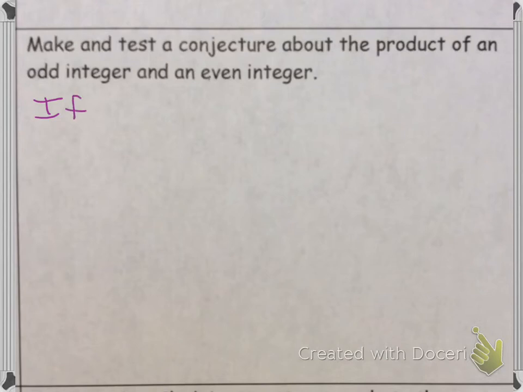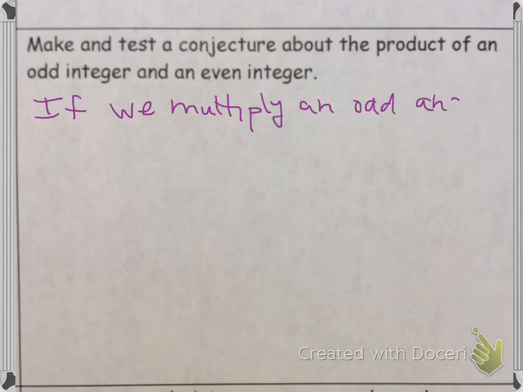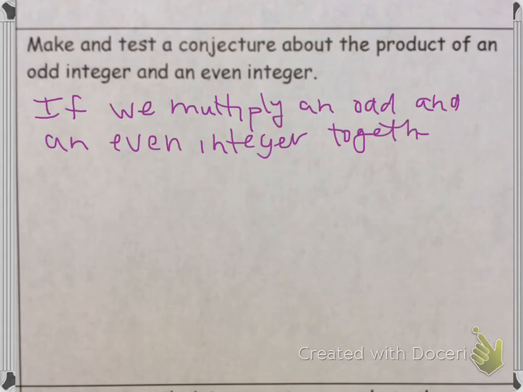So we're going to say, if we multiply an odd and an even integer together, what do we think is going to happen? I'm just going to say then we get a... what do you think? Is it going to be odd or even? Just make a guess. I'm going to go with even.